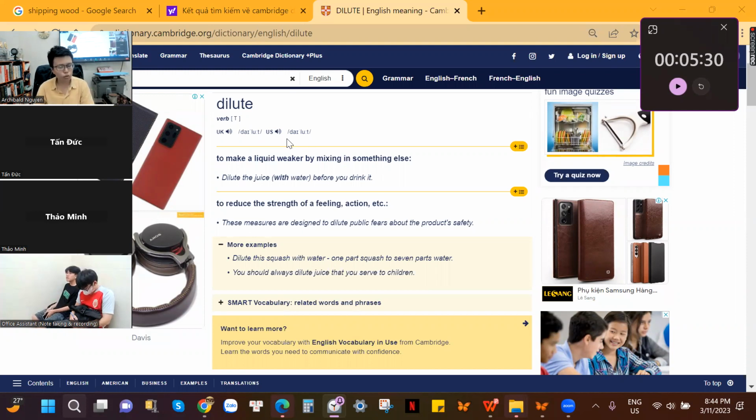I dilute my lemonade with sugar because it's too sour for me to drink.